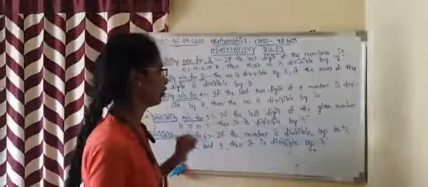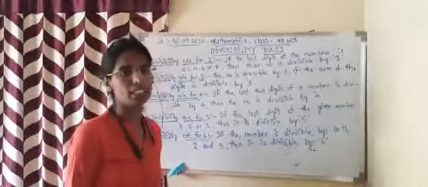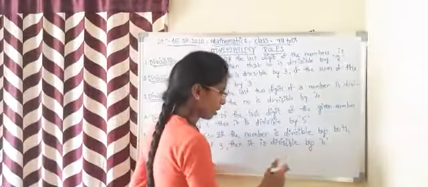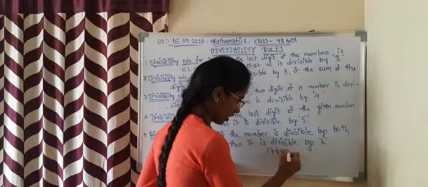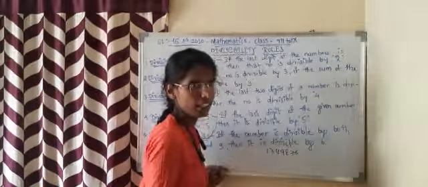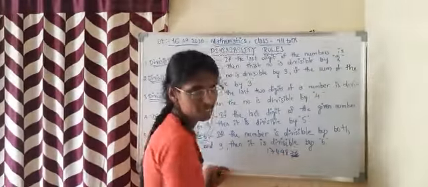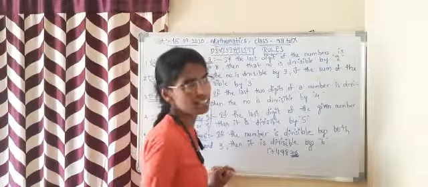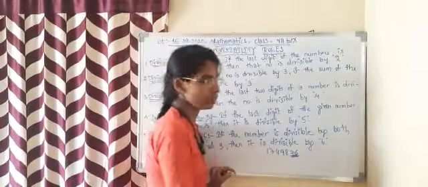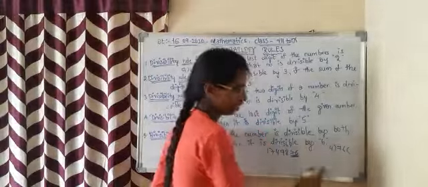Now, divisibility rule for 4. If the last 2 digits of a number are divisible by 4, then the number is divisible by 4. For example, if it is like 1749876. Okay, assume this number. If the last 2 digits are divisible by 4, then it is exactly divisible by 4. Let us assume 76 divided by 4.